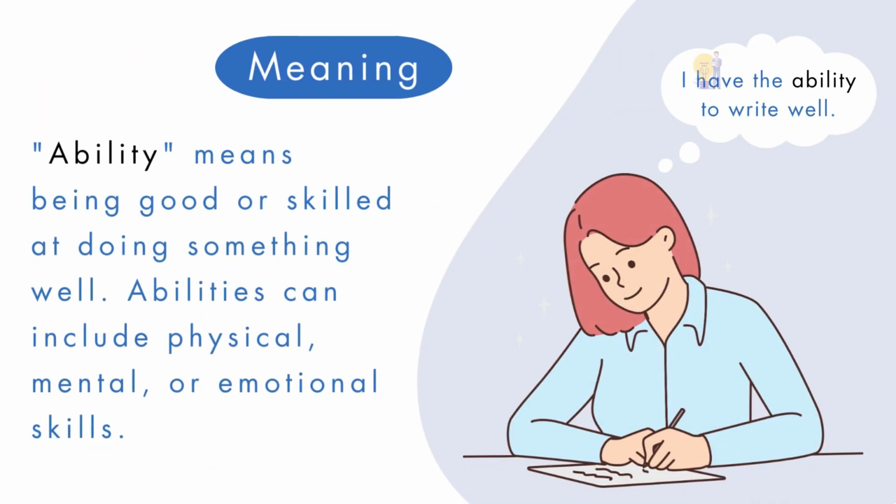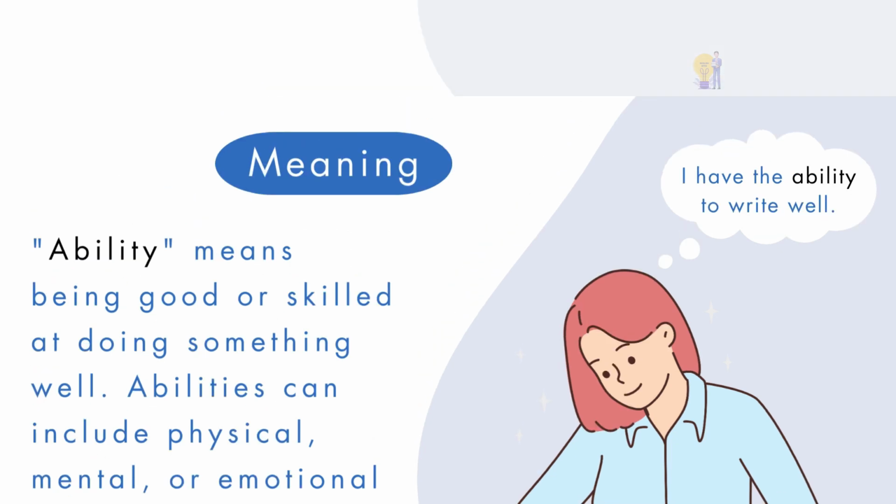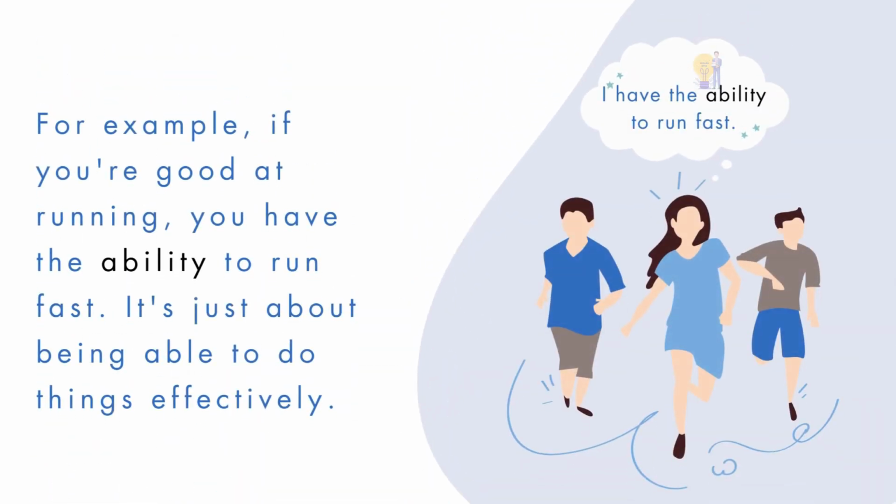Ability means being good or skilled at doing something well. Abilities can include physical, mental, or emotional skills. For example, if you're good at running, you have the ability to run fast. It's just about being able to do things effectively.